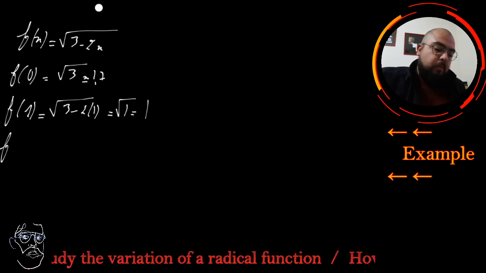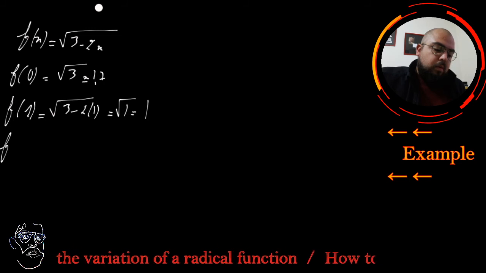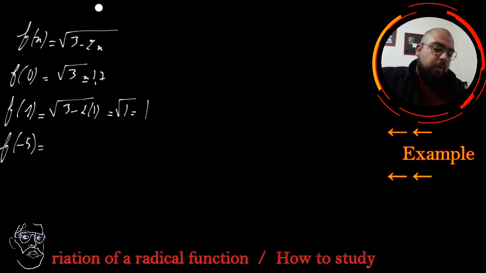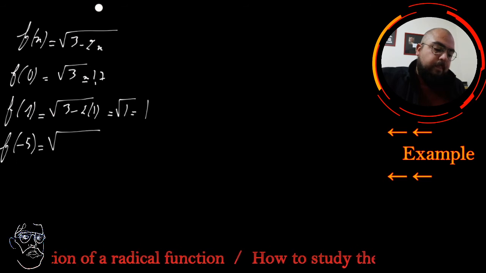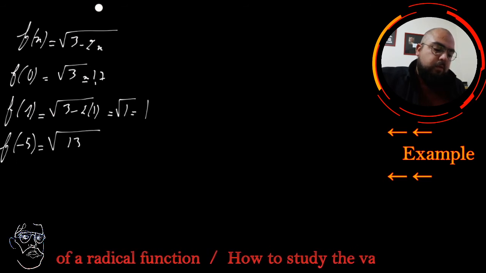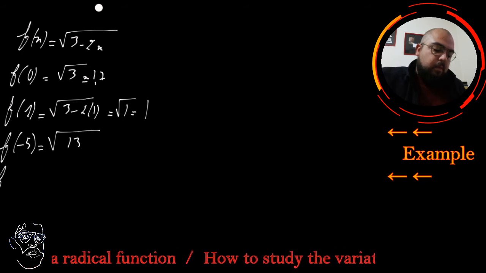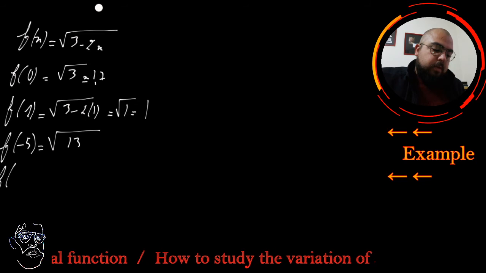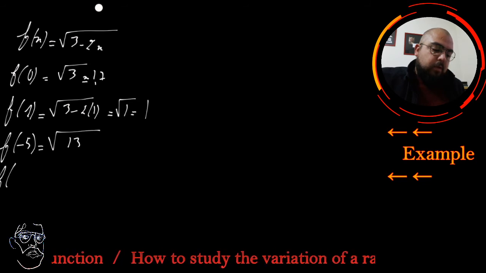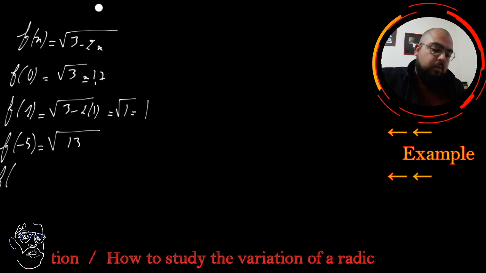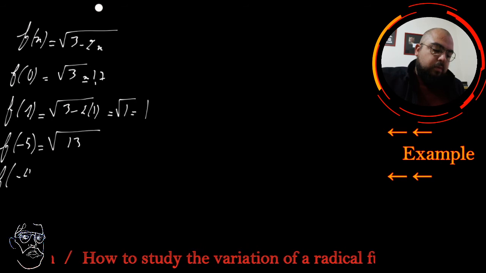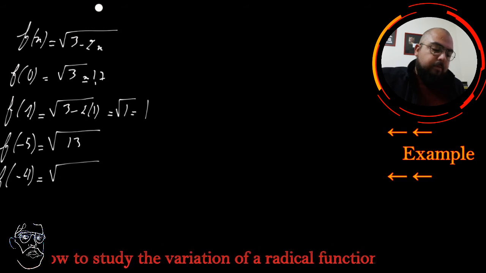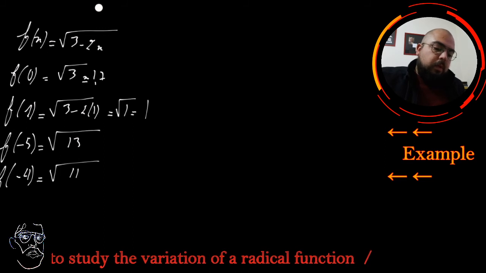F of minus 5, it will be equal to the square root of 13. F of minus, let's say, minus 4, it will be the square root of 11, and then you will be able to draw your curve.